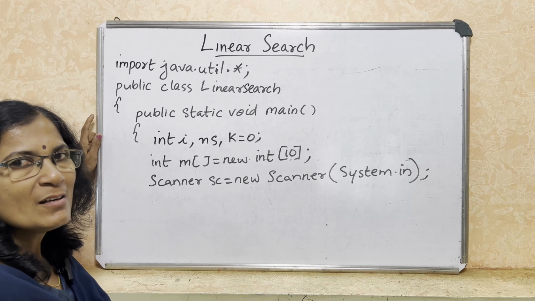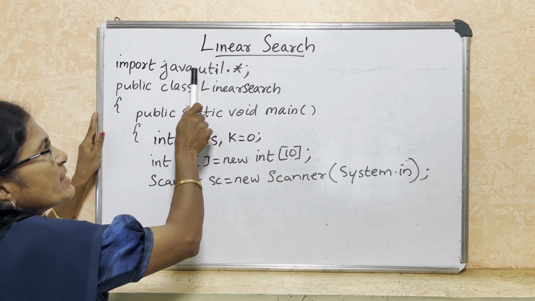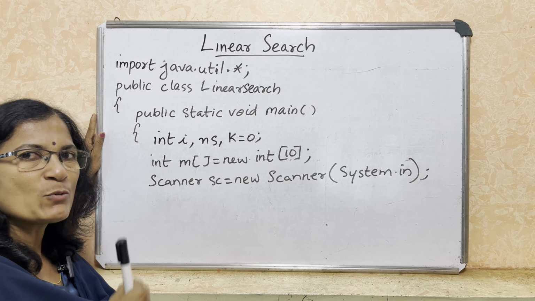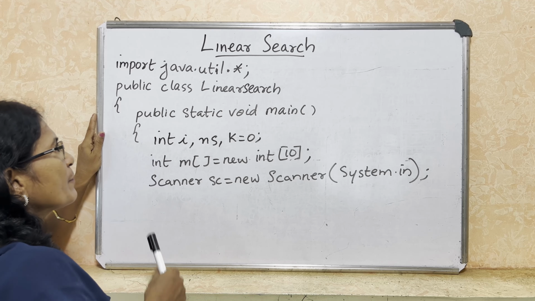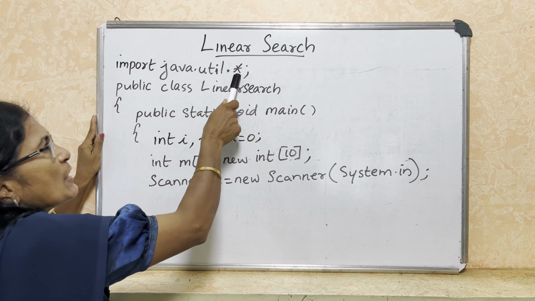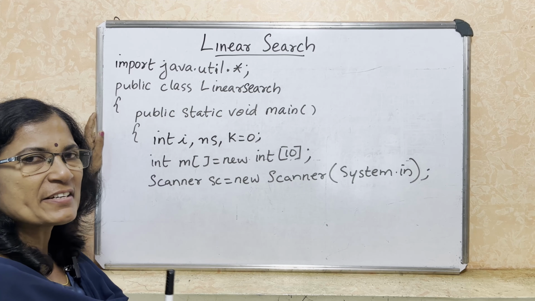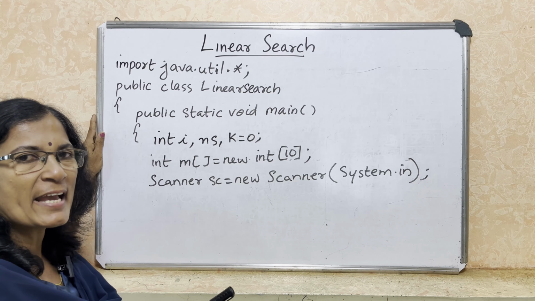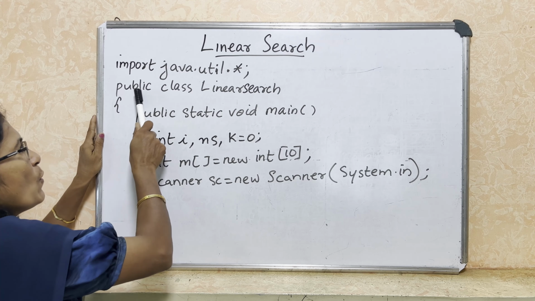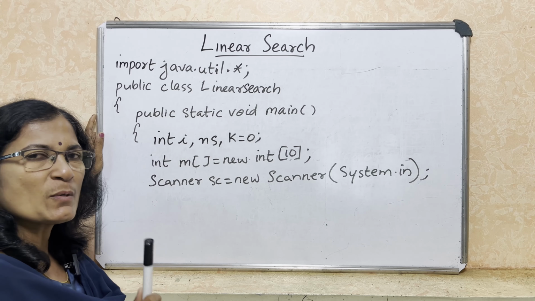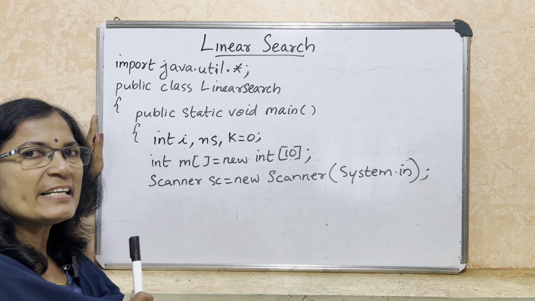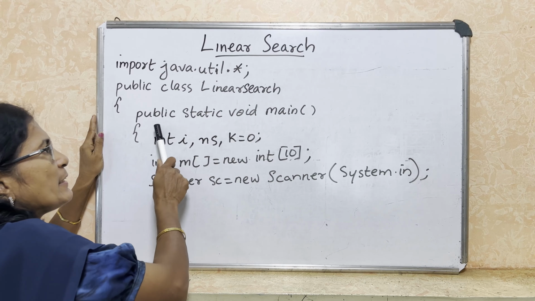First of all, we have to import Java's utility package as we have to use the Scanner class in our program. So import java.util.*. Public class LinearSearch. A meaningful name is given to the class as we are going to carry out the linear search operation. Body of the class is opened. Executable statements in Java are written inside a method. So a method is opened.